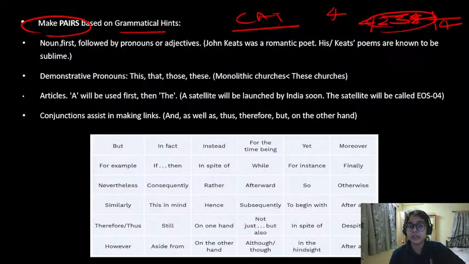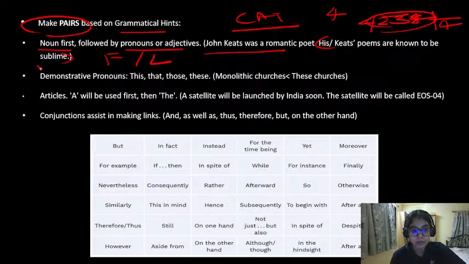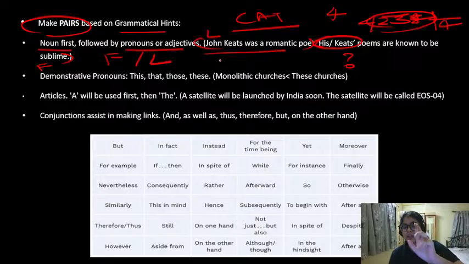यहाँ देखो, some grammatical hints are noun first followed by pronouns or adjectives. ठीक है, तो इससे आपको आपका follower leader method भी मिल सकता है. For example, John Keats was a romantic poet. His poems or Keats's poems are known to be sublime. So obviously this sentence is a follower. Now I have to find ये किसको mention कर रहा है. So this is definitely the leader of the given sentence. So now you can make a pair कि ये दोनों pair हैं, इनके बीच में कोई नहीं आएगा.